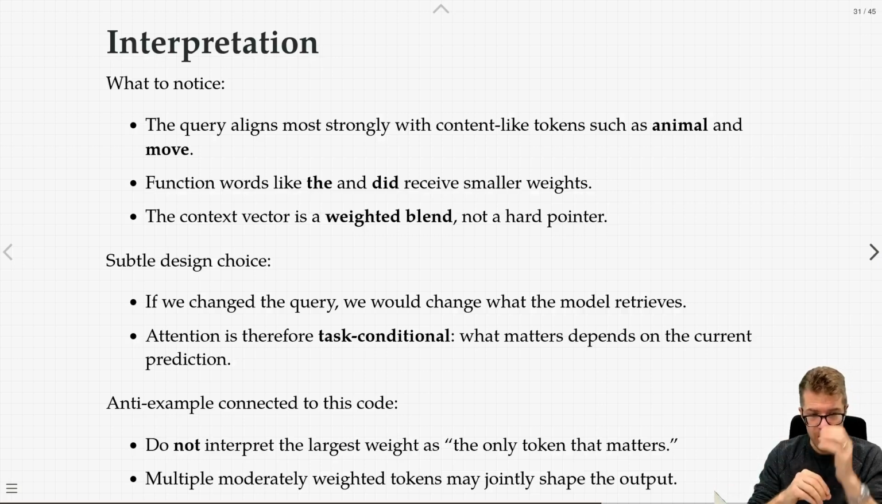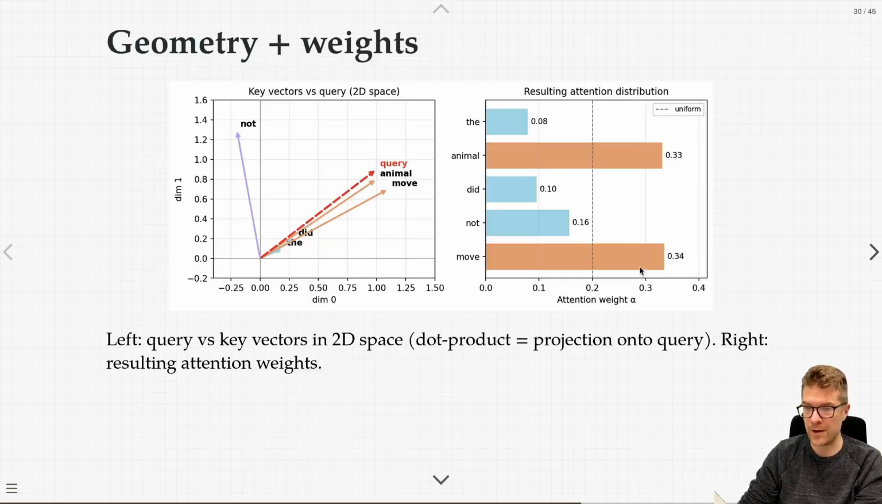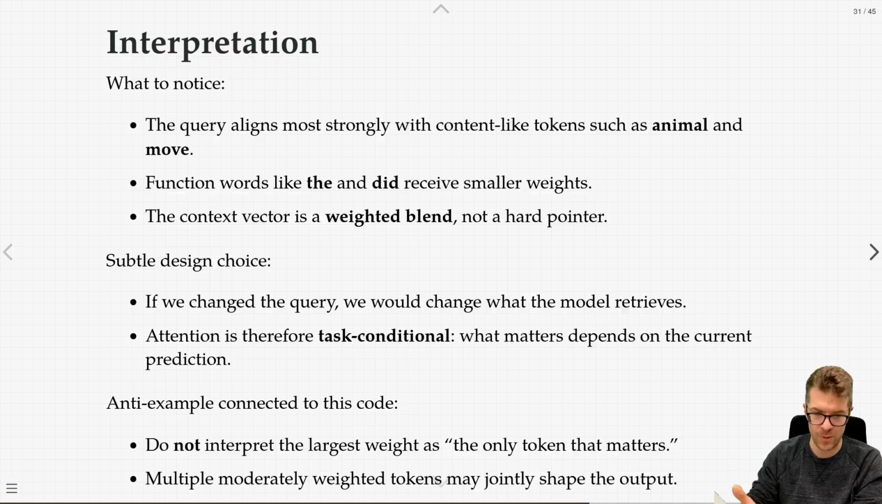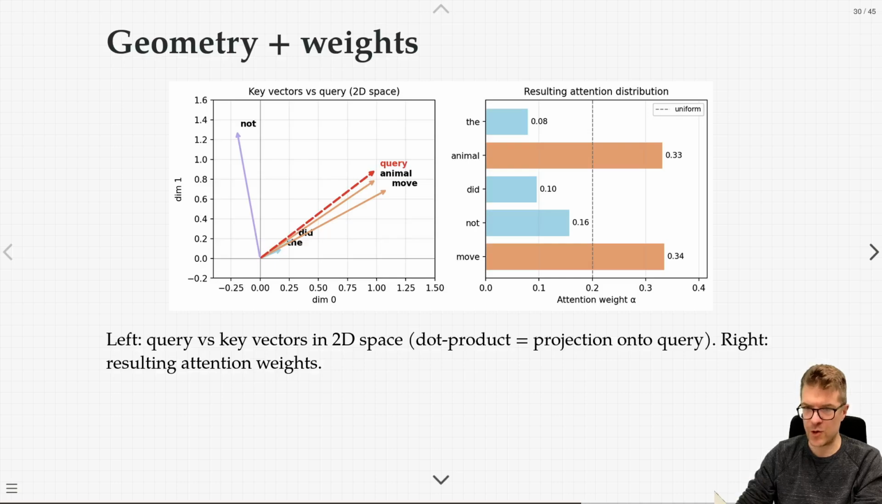The important thing, which is what I wanted to mention a moment ago, is that I don't want to say that I've made a decision here, like I'm only going to say animal and move matter. No, a bit over 30% of the overall information in my context vector comes from the words the, did, and not. So I'm getting an awful lot of information from stuff that is not animal or move. So that's the main thing. It's not like I'm making a deterministic choice to use information only in animal or just animal and move. It's still a weighted blend of things.